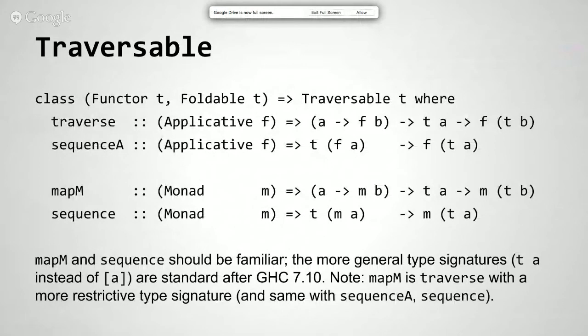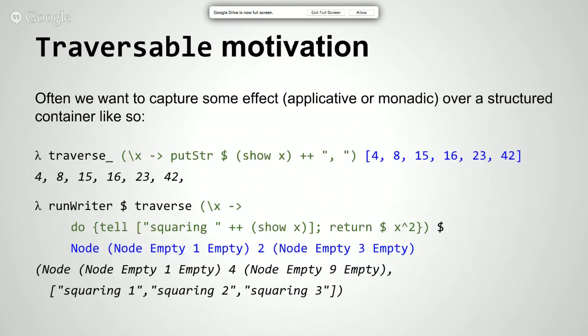So yeah, we have traverse and sequenceA. We also have mapM and sequence. Those are familiar monad functions. Traverse and sequenceA are just the applicative analogs. So those will work with all applicatives, and that's actually quite important to us, as we'll see later. So let's talk about the motivation for traversables. Why do we care about this thing, and what does it have to do with traversing? Because when I first saw that type signature, I was like, what the hell is that?